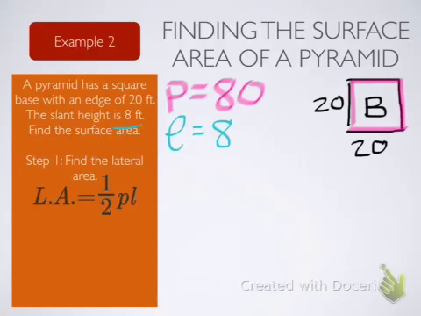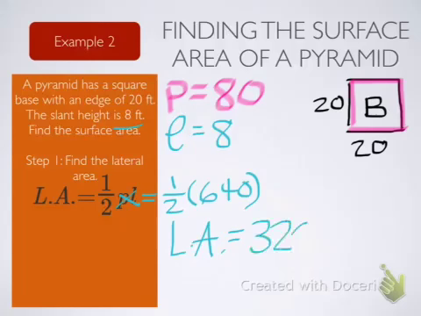So you can go ahead and calculate those out, where you get 80 times 8, and you actually get, let's see, 640. So P and L becomes 640. And then we're going to take half of that because that accounts for the fact that they're triangles and not rectangles. And we're going to get that half of 640 is 320 square feet.